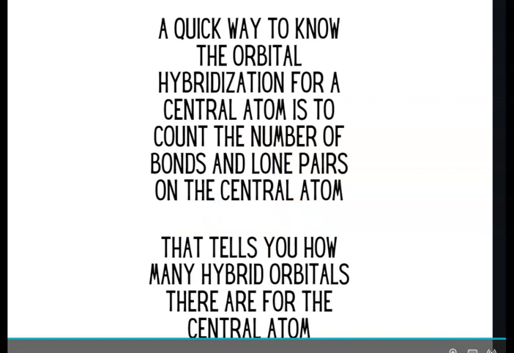A lot of students don't get this right away. Quick way to know what the orbital hybridization is for the central atom, if you're asked it: after you draw the Lewis structure, count the number of bonds and the lone pairs on the central atom, and that tells you how many hybrid orbitals you have for that atom.